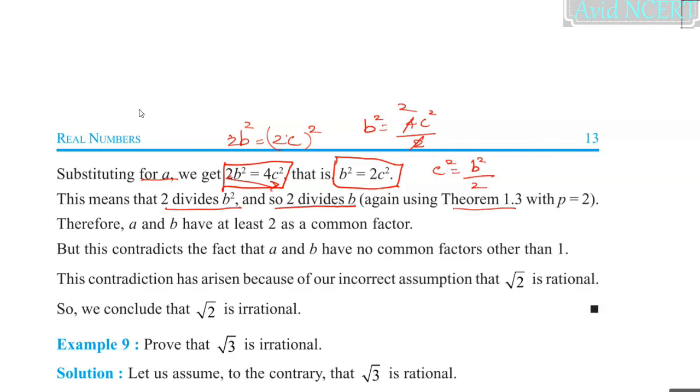Now a and b both have 2 as a common factor. But this contradicts the fact that a and b have no common factors other than 1, which means co-prime. We assumed that a and b are co-prime, but it is not like that. This contradiction has arisen because of our incorrect assumption that root 2 is rational. So this is incorrect. Therefore, we conclude that root 2 is irrational. This is the important step you have to mention.